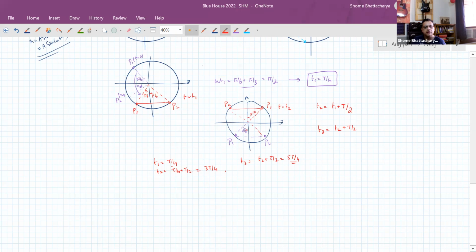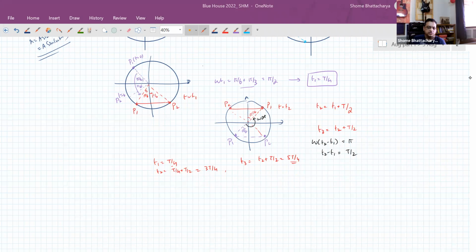So this angular displacement from here to here is actually omega into the time now, omega into delta t. So omega into T2 minus T1 is pi. Okay, so that's how we are getting T2 minus T1 is capital T by 2.